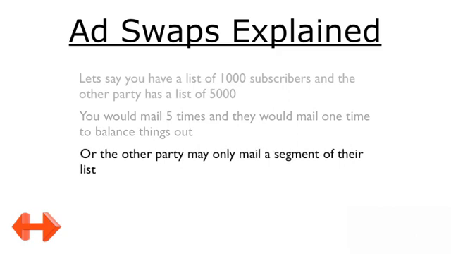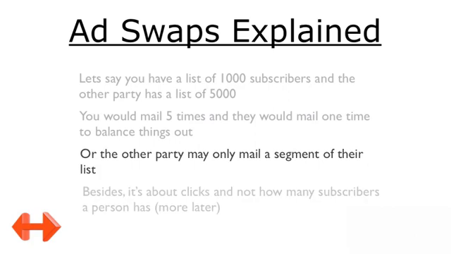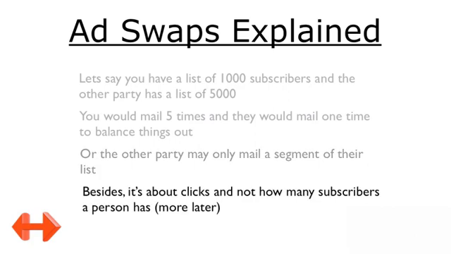Or the other party may only mail a segment of their list, maybe a fifth of their list in this example. But actually, it's about clicks anyway, not how many subscribers a person has. Usually with ad swaps, people talk about their list size, when in reality, it's not really about list size, it's about the amount of clicks you can drive to an offer. I've seen people with 1,000 subscribers who can drive more clicks to an offer than someone with 50,000 subscribers. So it's not really about subscribers anyway, but I want to point this out because you will see people using the amount of subscribers you have in ad swaps. But I'll cover this later.